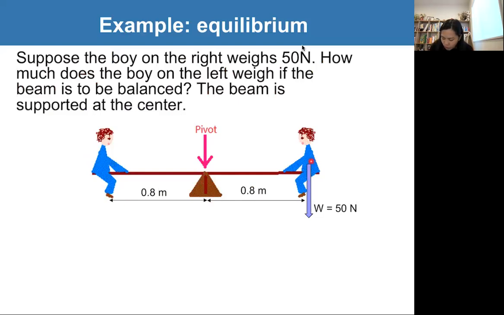The weight force of the boy on the right, the 50 newton weight force, will this create a positive torque or a negative torque? Yes, I can see an answer of a negative torque. Why is it a negative torque?